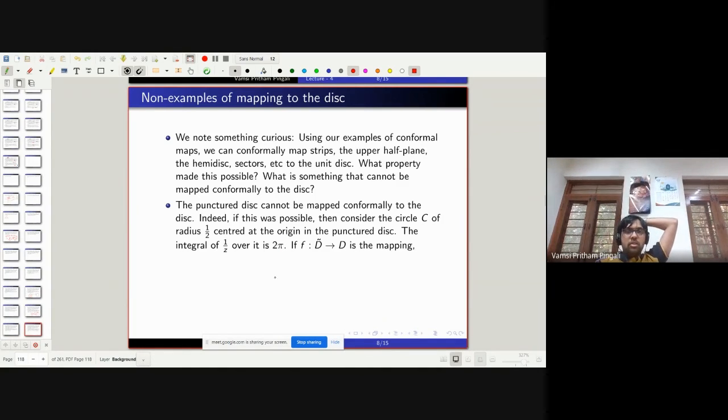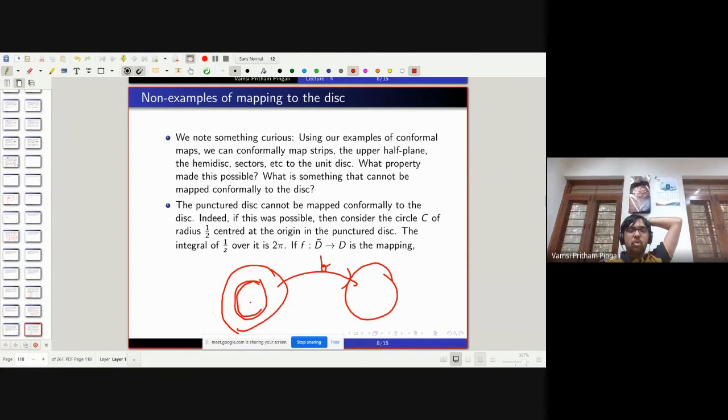So suppose, on the other hand, this could be mapped conformally to the unit disk, and F is the mapping, this will go to some other closed curve here, right?